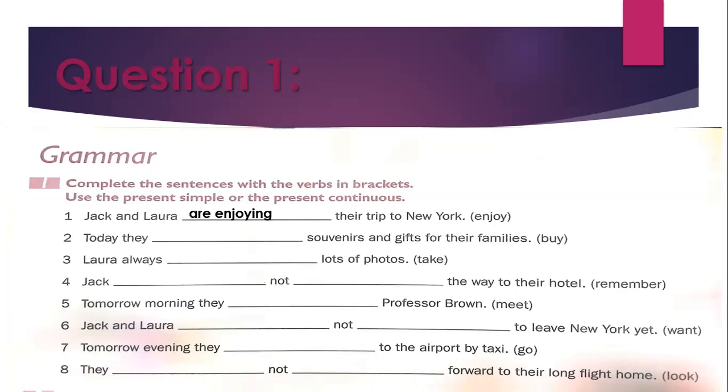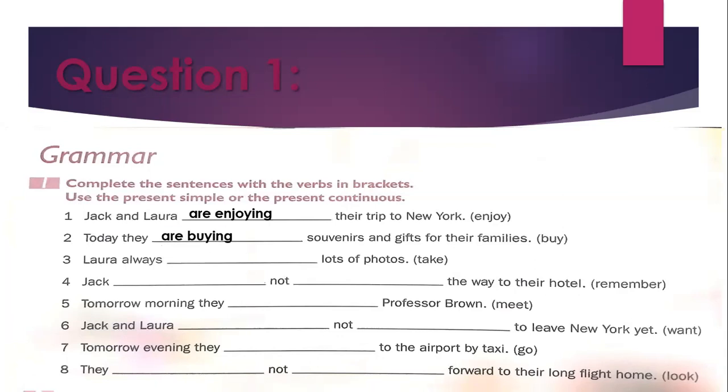Today, they souvenirs and gifts for their families, okay? So we are talking about action that is happening at the moment of speaking or now, today, okay? So we use present continuous. So today, they are buying souvenirs and gifts for their families.